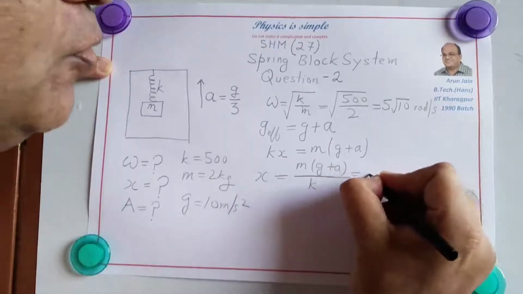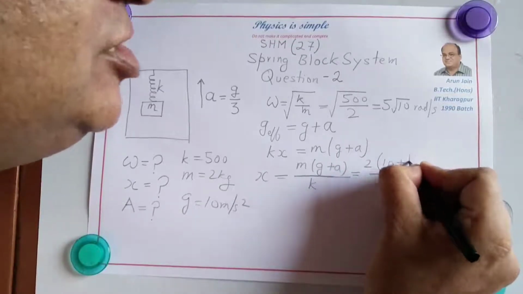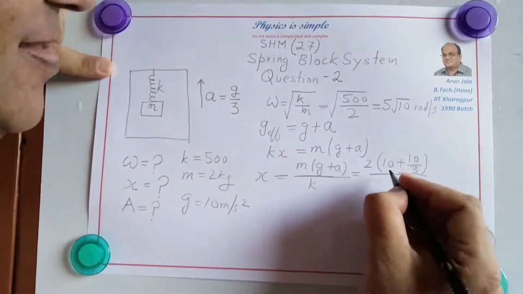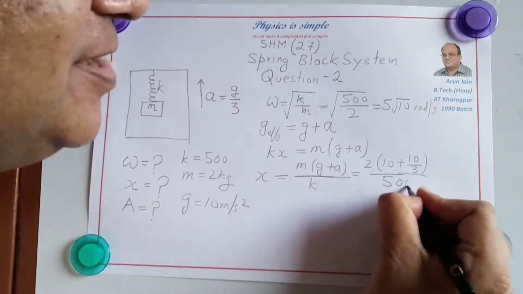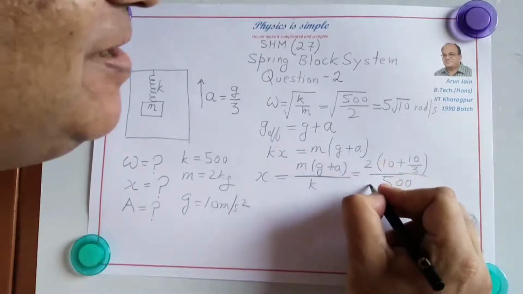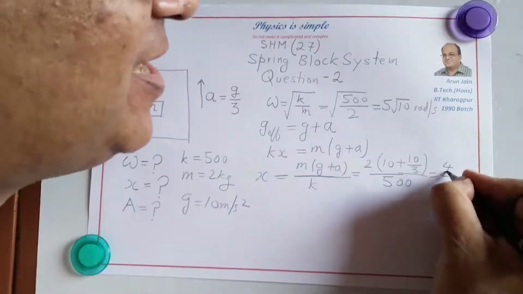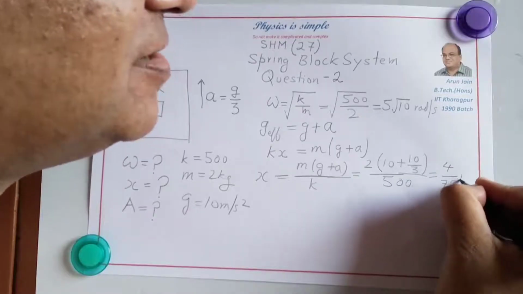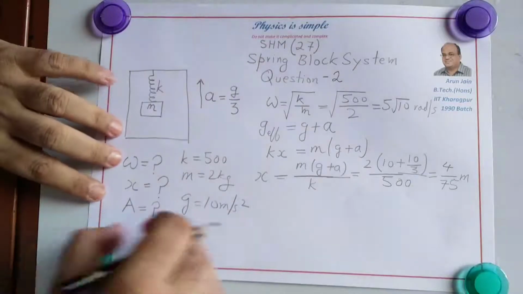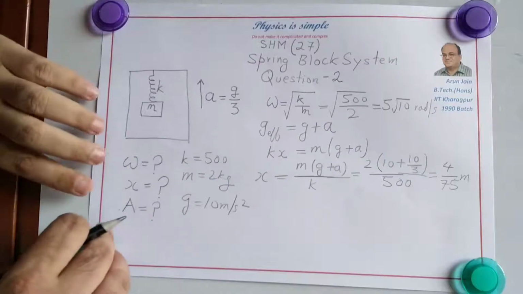m is 2, g is 10, a is g by 3, that is 10 by 3, and k is 500. So this will give us 40 by 3. So here we'll get 80 by 1500, and that is equal to 4 by 75 meters. So this is the extension of the spring when the lift is accelerating upwards.